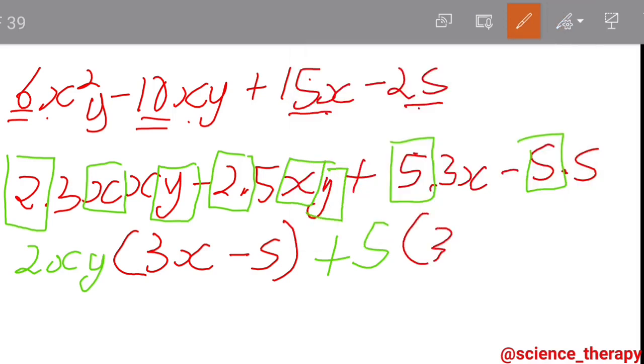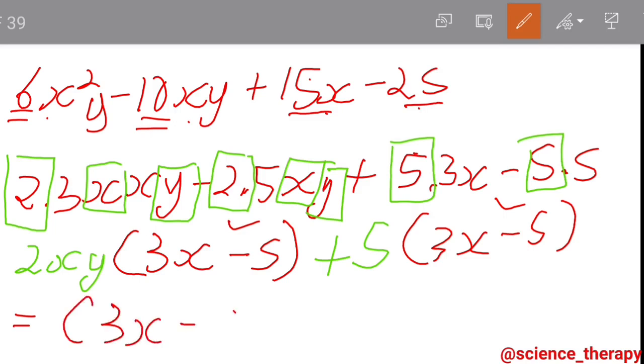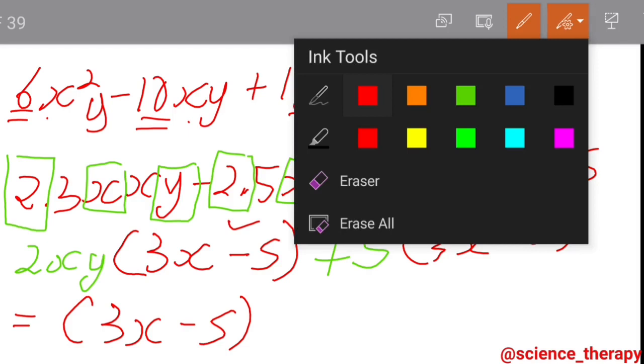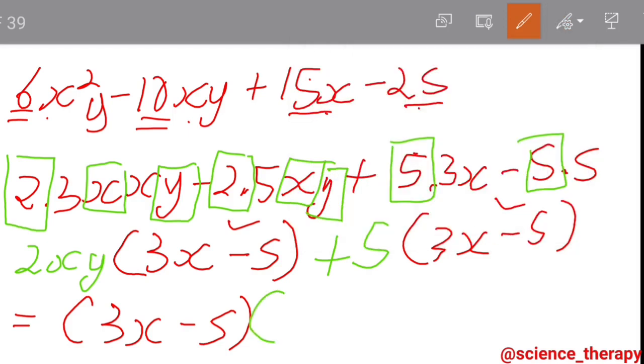So here we are left with 3x, and here we are left with 5. Now, if you check here, we have a common factor in between the brackets. Because this is a common factor, we only write one of the common factor. So we are grouping that common factor into one. Now the ones that are left here in green, we will also group them together into one bracket. And that's how you have your solution.